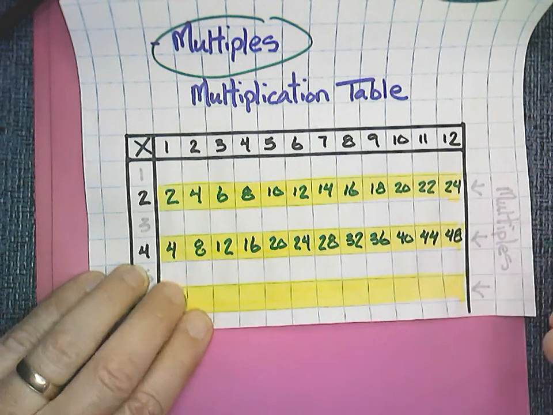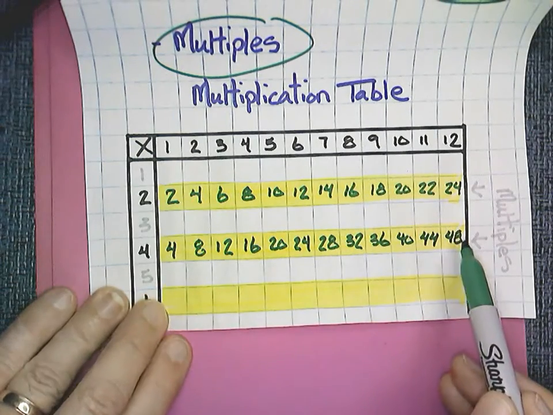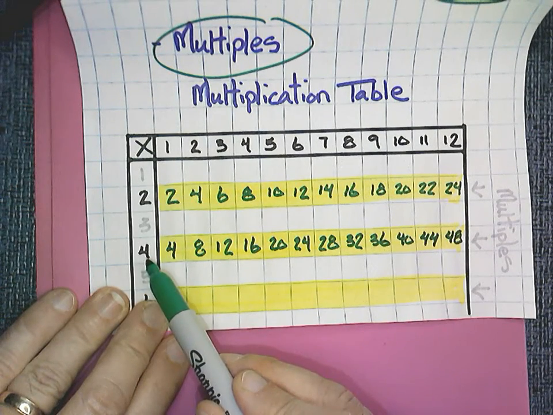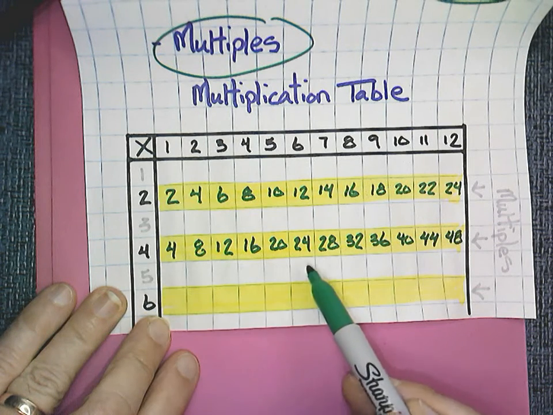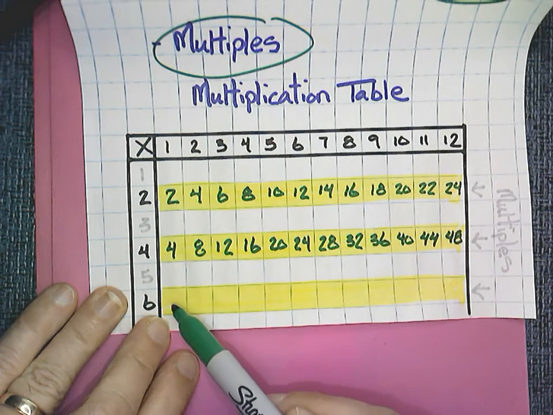And 48. So these here are multiples of what? Multiples of 4. I'm going to skip over 5, but yes, in a normal chart that would be filled out, but let's just focus on 6.